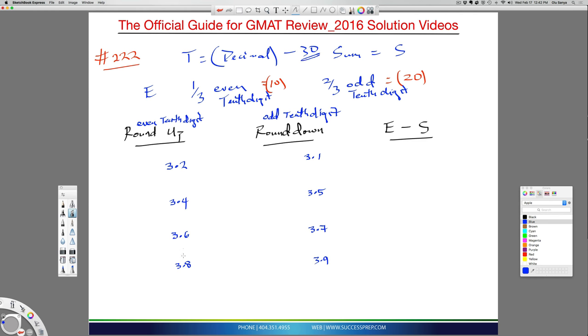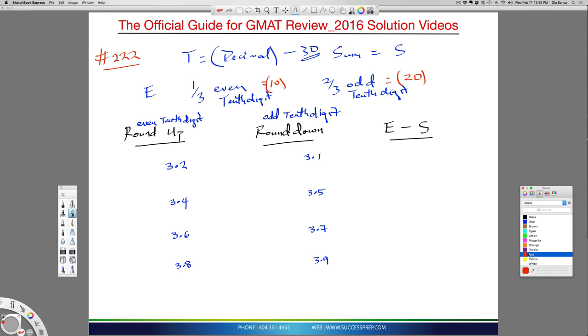Now, the 3 in front doesn't really matter. You could use any number for that. But if you're going to have an even 10th digit, it's either going to be 0.2, 0.4, 0.6, or 0.8. I don't care what the decimal is. If you're going to have an odd 10th position, it's going to be 1, 5, 7, or 9. These are the only options.